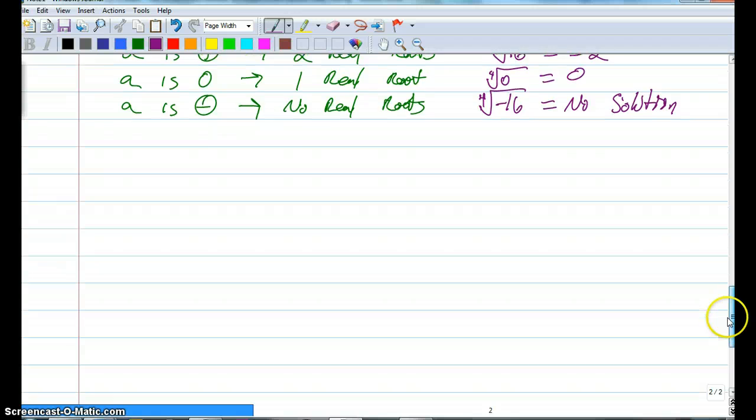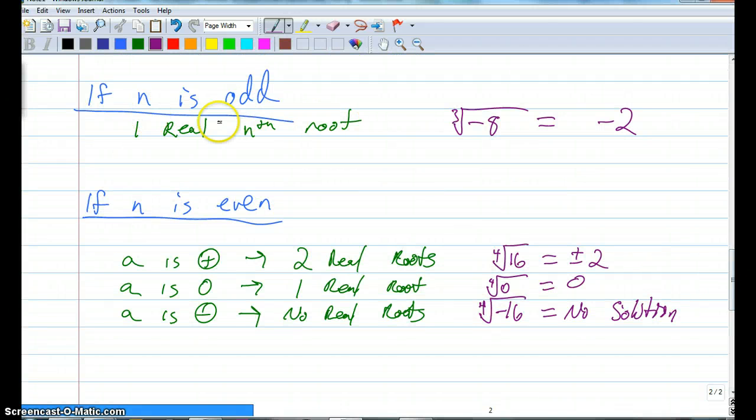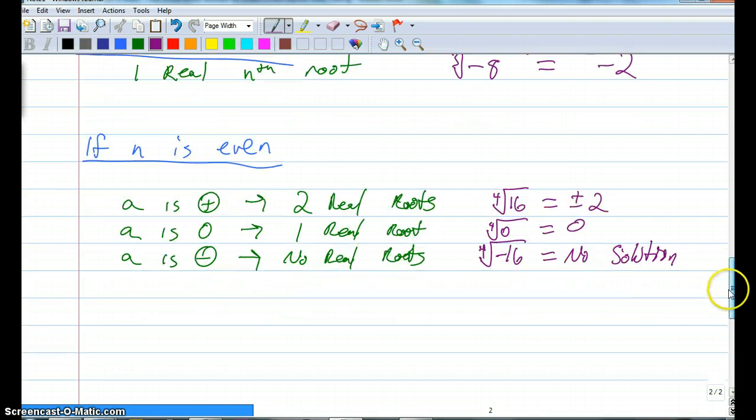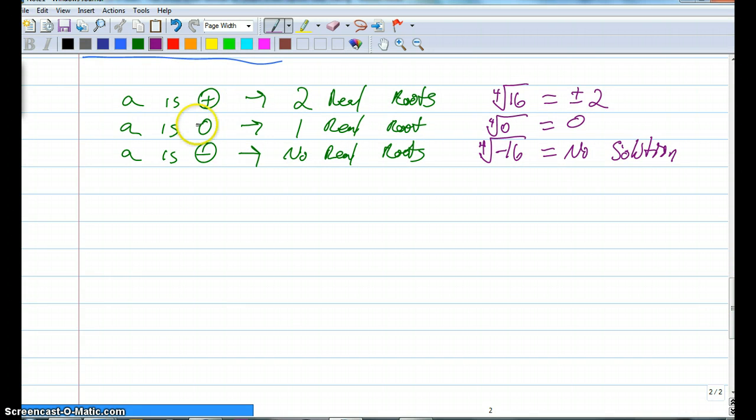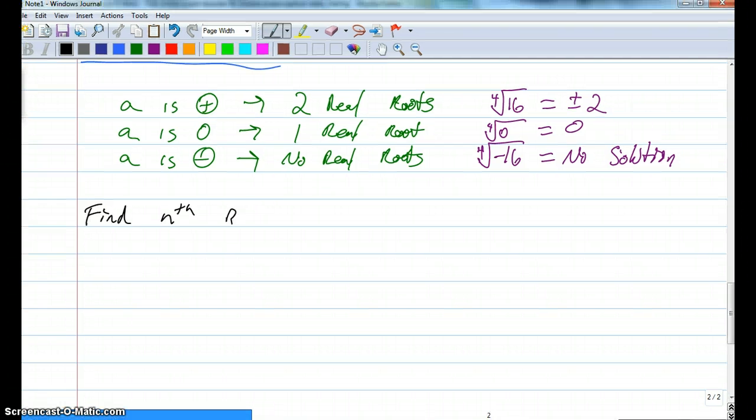So, if n, the index, is odd, there's 1 answer. If it's even, watch out. There's a couple things that can happen here. So let's do a couple examples. First of all, let's find the nth root of a.